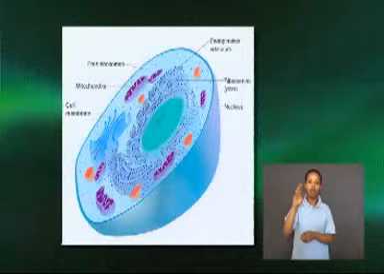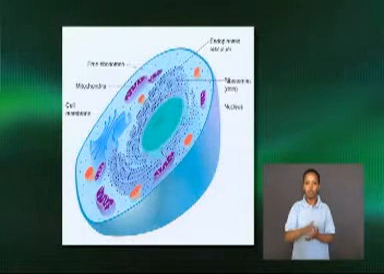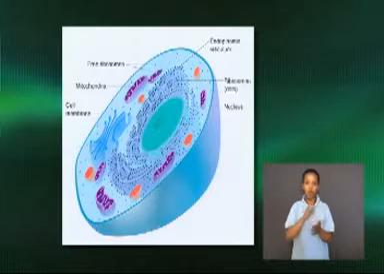The final domain that we will learn about is called eukaryotes. Eukaryotes include all organisms that contain a true nucleus within their cells. These include animals, plants, fungi, and protists.